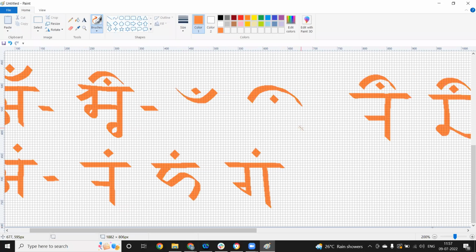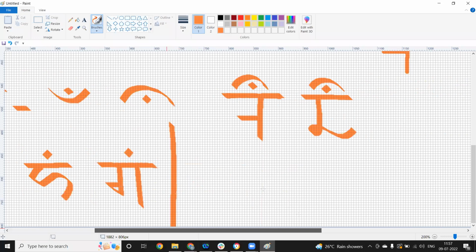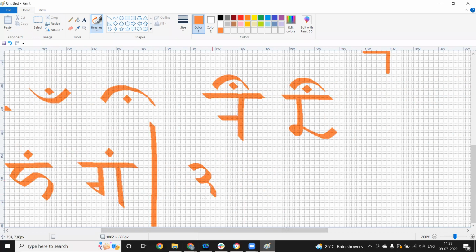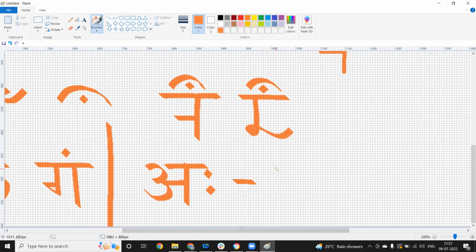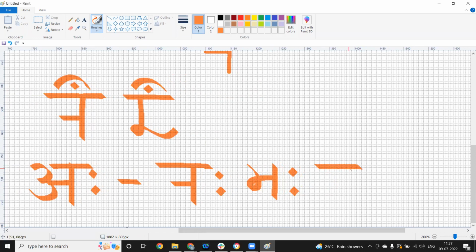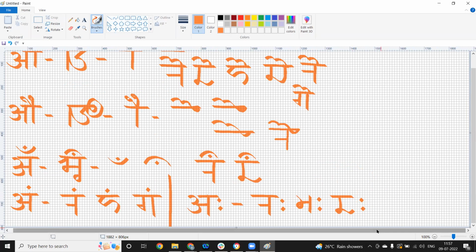And the last one, I'm going to write it here itself, is the visarg. So I'm using it directly with the letter, Sharada letter. With any letter you can use the visarg like that. Is it outside the Shirorekha? Yes, it's outside the Shirorekha. And so on. So with this we complete all the matras.